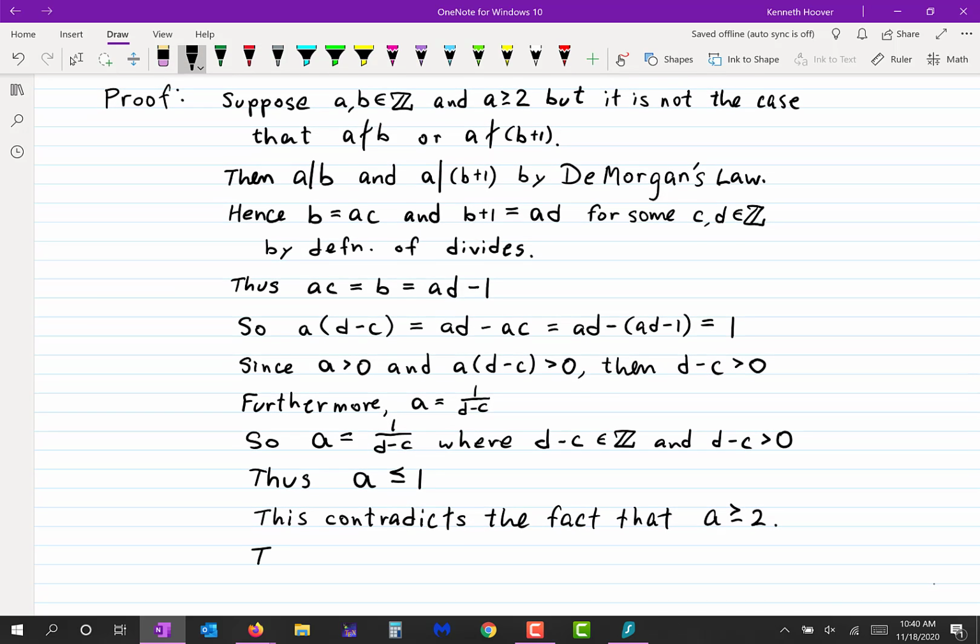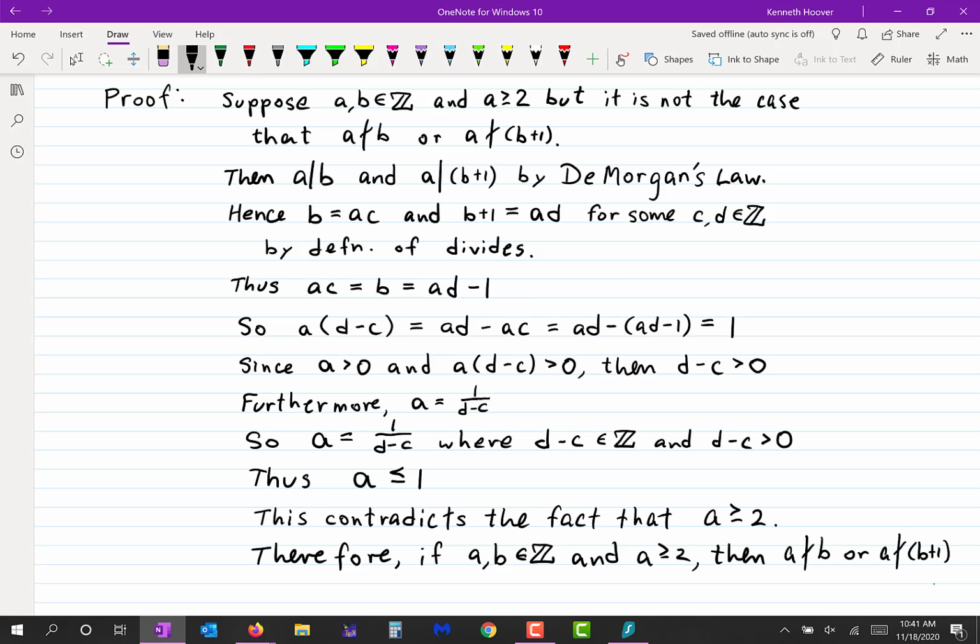Okay, therefore, if A and B are integers and A is equal to or greater than 2, then A must not divide B, or A must not divide B plus 1. And that's the end of the proof.